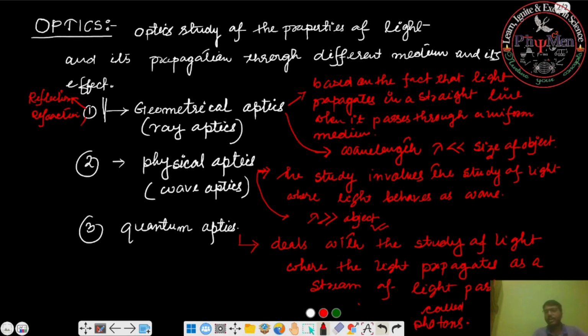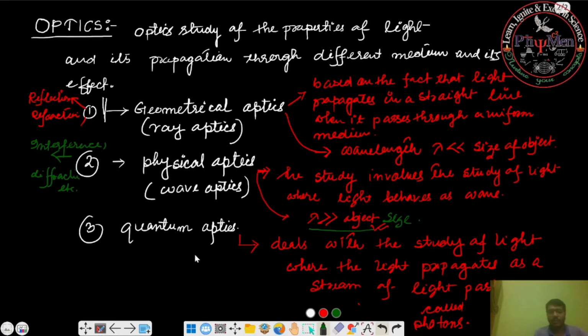Next is physical optics. This involves the study of light where light behaves as a wave. The condition here is that lambda should be very much greater than the object size. Here we have phenomena of light called interference, diffraction, etc.